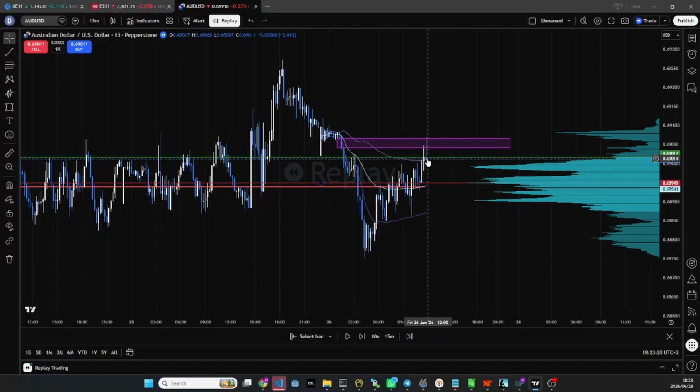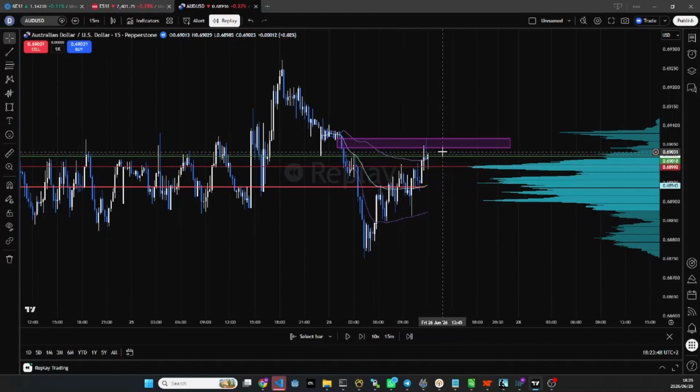So I felt that we had the opportunity to come back to at least the daily point of control and this red line here, which is the weekly point of control, and then potentially even as far as the lower first deviation band. So I entered on a slight pullback here with a first take profit at the center here and the second here.